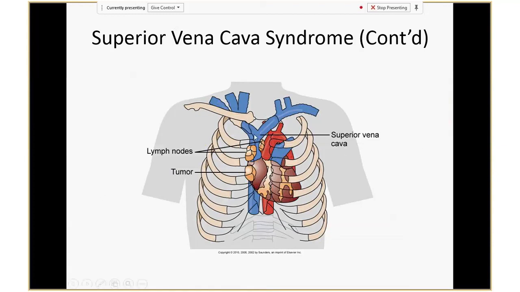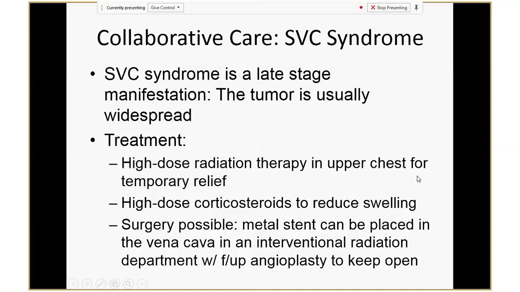So here's what it looks like. Here's our superior vena cava, and you can see here that the tumor is all around here, and eventually it grows and compresses that superior vena cava. Okay, so the tumor is usually widespread throughout the body. It doesn't just develop on the superior vena cava. So if this is happening, we can suspect that there is metastasis and that the cancer has spread.